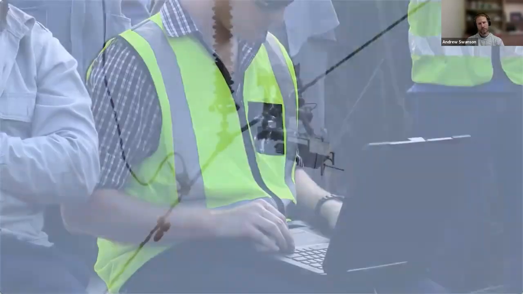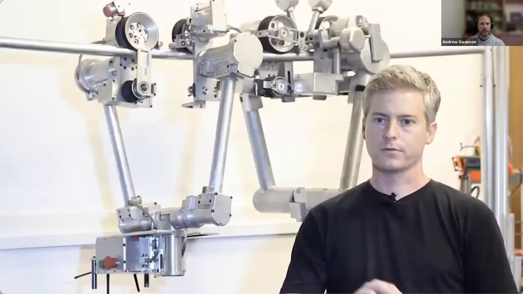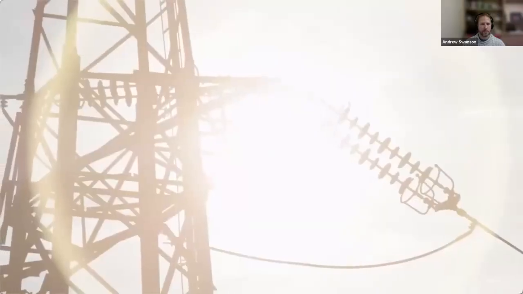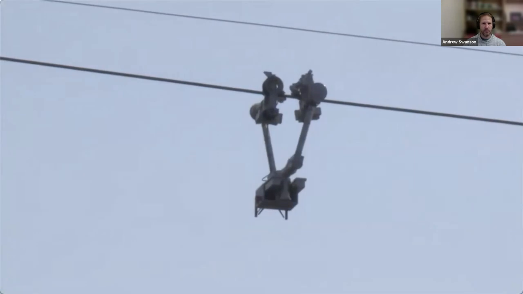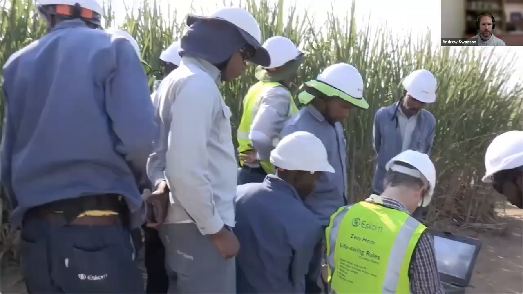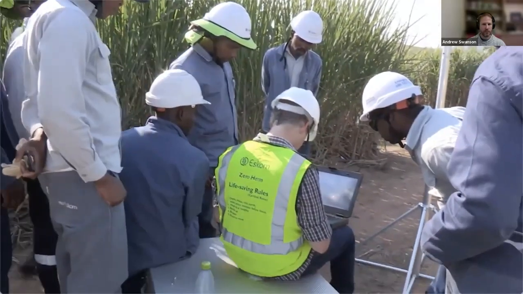The views from the robot show the line and the hardware from every angle. So the operator can actually move the cameras around the line on the hardware. This gives him the opportunity to see what he would otherwise not be able to see. Maintenance-wise, he'll pick up defects and stuff, and then you can obviously fix it quickly.